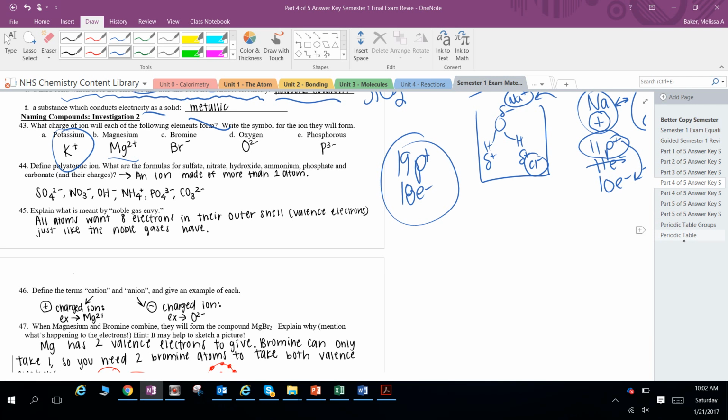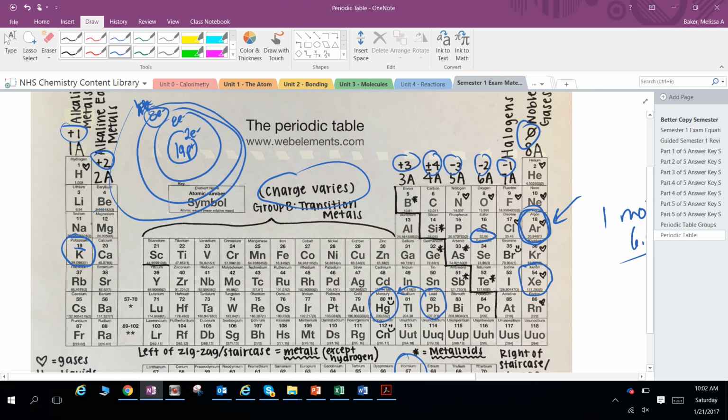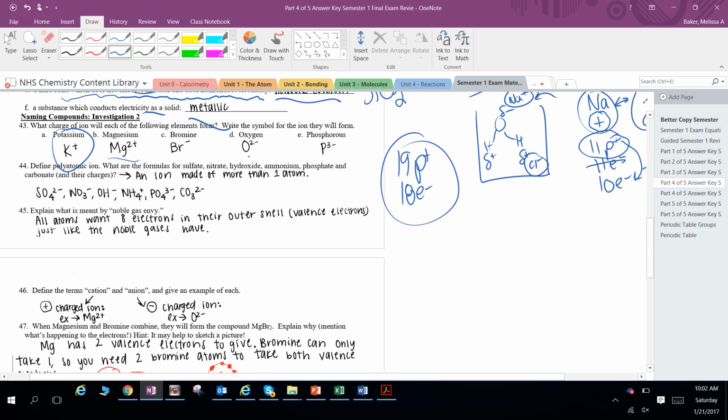Only magnesium needs to be like neon, and so it needs to lose 2 electrons. 12 minus 2 is 10. Something like bromine, though, it's easier for it to gain 1 electron, to be like krypton, than it is for it to lose its 7 outer shell electrons. So that explains the pattern for why those are forming negative charges, because they're actually getting extra electrons.